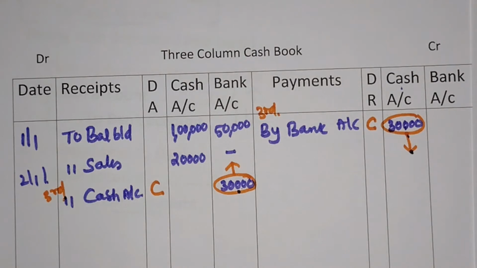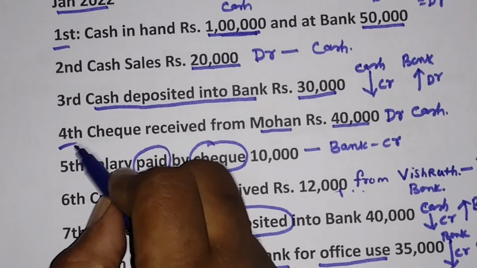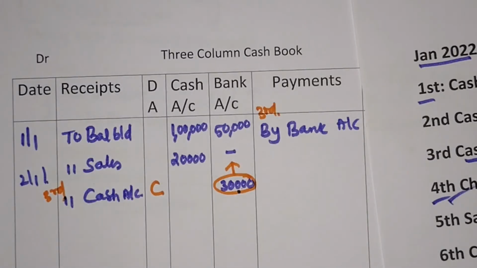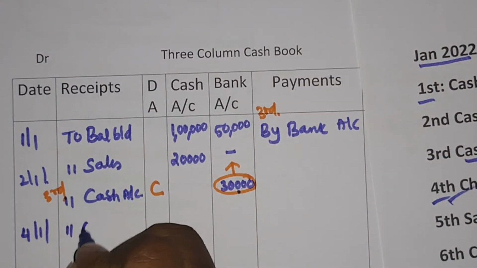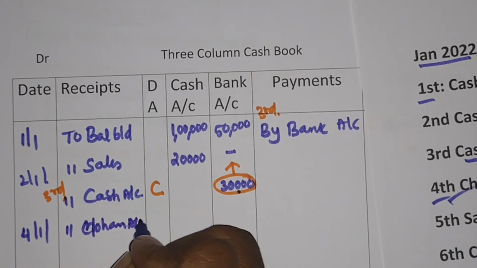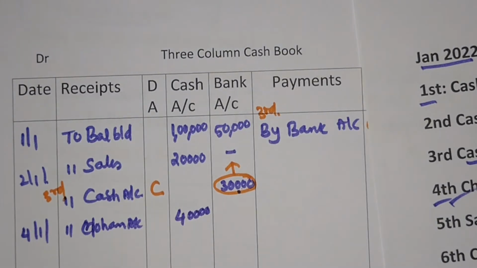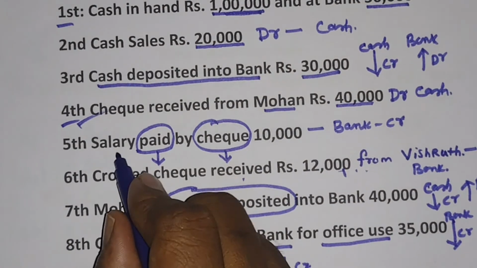Okay. Fourth one is check received from Mohan. That I will write on the debit side. Mohan account. Check received from Mohan, it is 40,000. Yes. Fourth is over. Fifth is what?